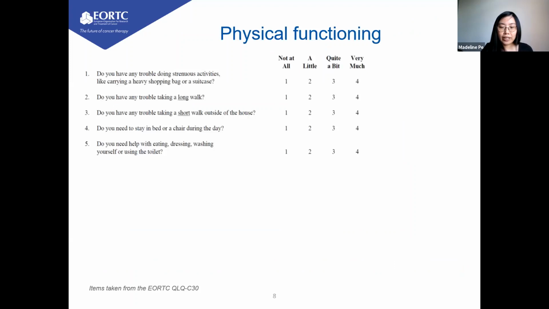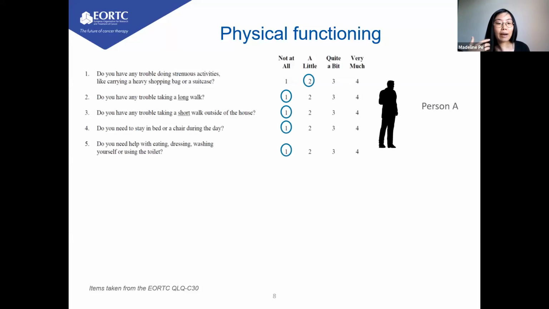There are specific items that relate to activities describing physical functioning. For example, do you have any trouble doing strenuous activities like carrying a heavy shopping bag or suitcase? A patient can respond whether it's not at all, a little, quite a bit, or very much. As you can see with these 5 items, they are specific questions that can be answered by the patients. Next, please. Patient A can respond like this, and we know that by responding this way, this person is doing relatively well with regard to their physical functioning.